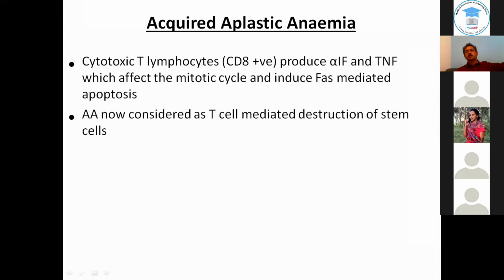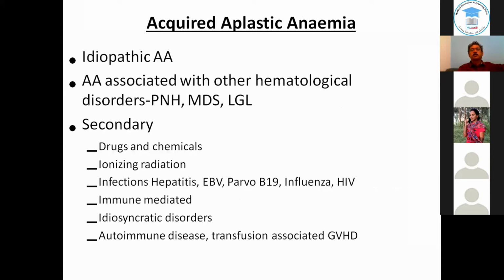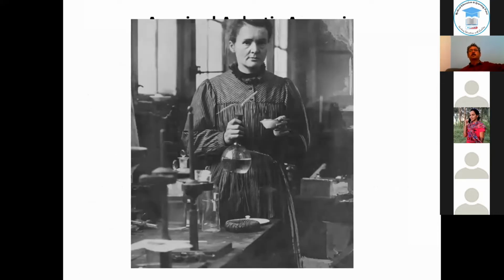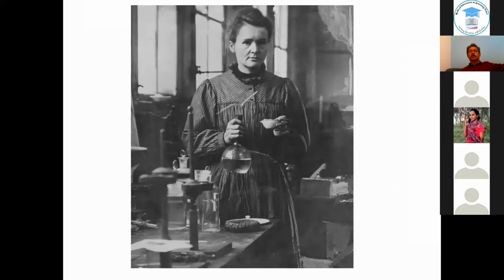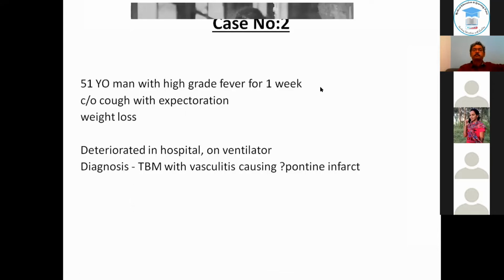Aplastic anemia is now considered a T-cell mediated destruction of stem cells. That's just some theory for you. And you know that it's idiopathic or can be linked to ionizing radiation, drugs and chemicals, and multiple other things. So we'll end with one more slide. The most famous victim of aplastic anemia that we all know is Marie Curie, who died of aplastic anemia because of her exposure to ionizing radiation, for which she got 2 Nobel Prizes.